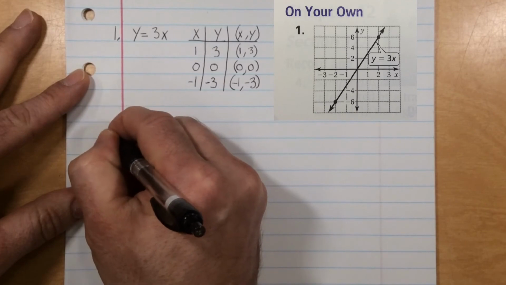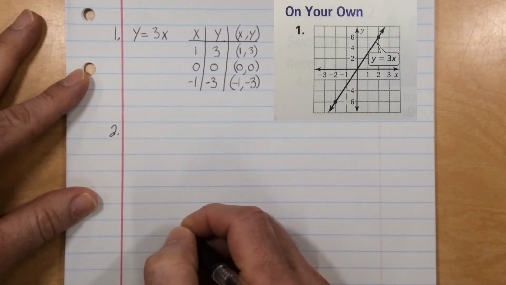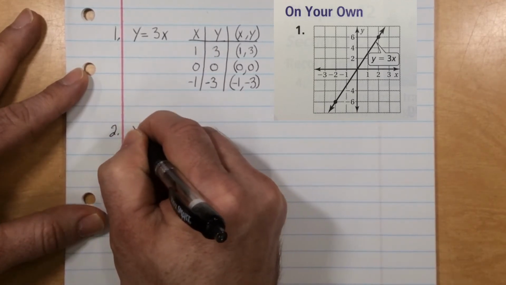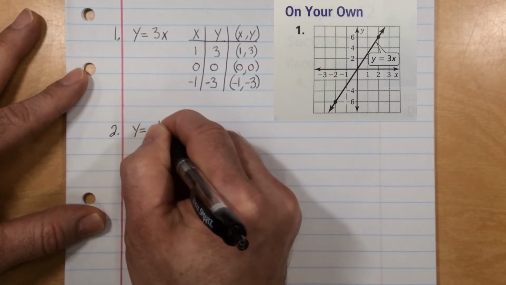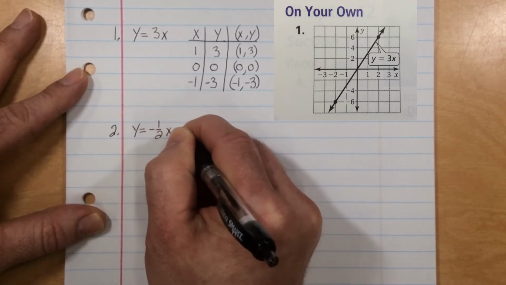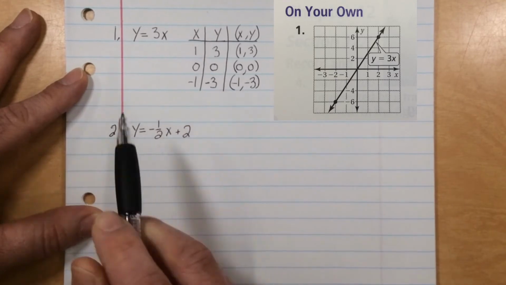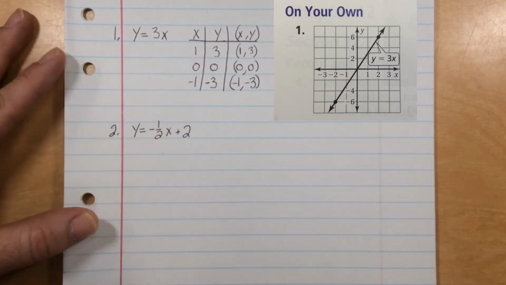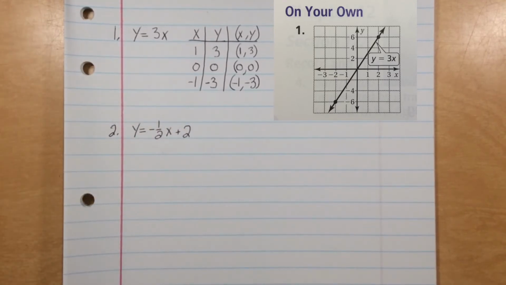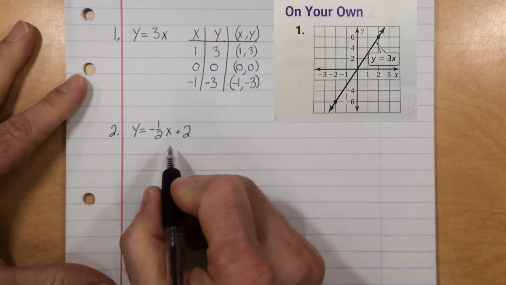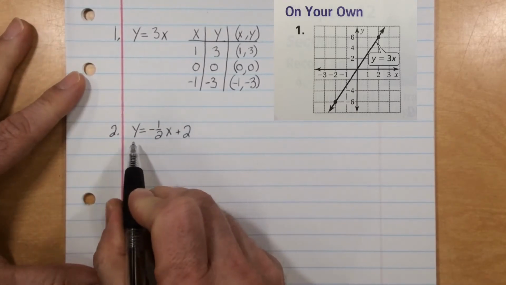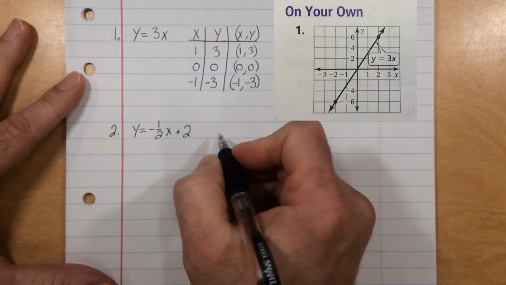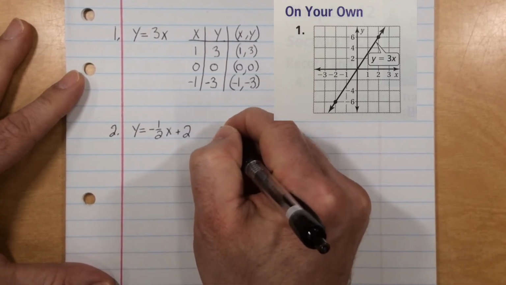Number 2. Y equals negative 1/2 x plus 2. Now this was just a one-stepper up in number 1, but in number 2 we have a two-step equation here that we're going to have to figure out, which isn't horrible, but we have to make sure that we're doing this right. So we'll make our table a little different now.